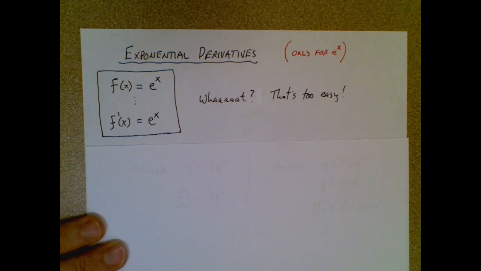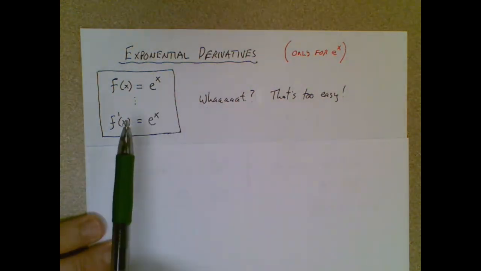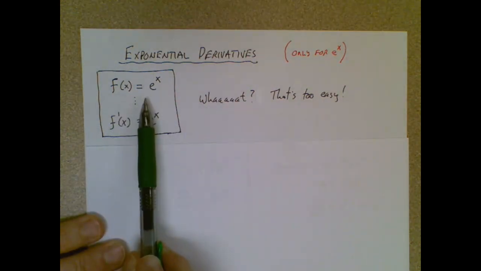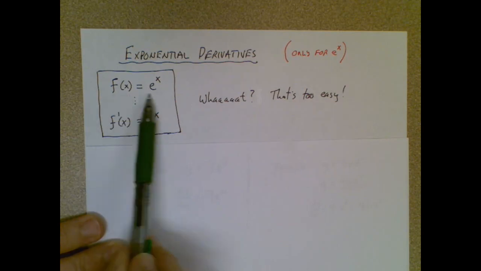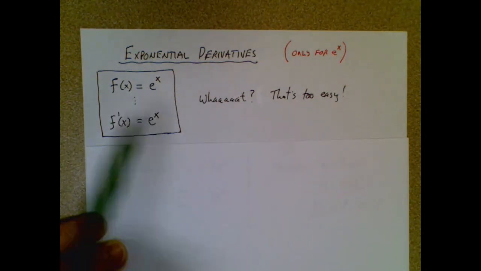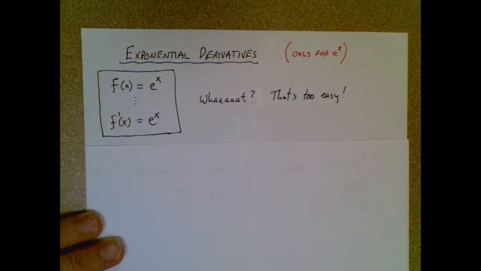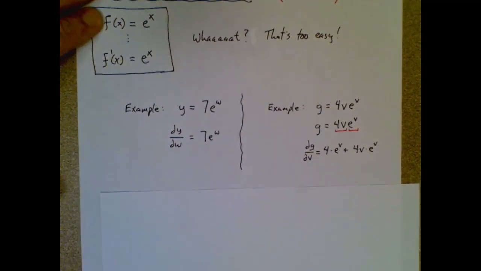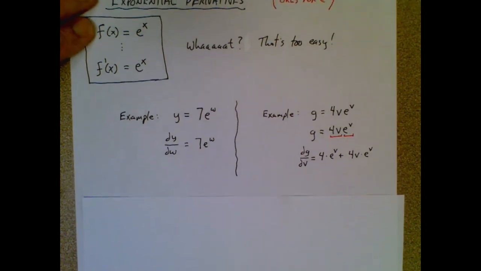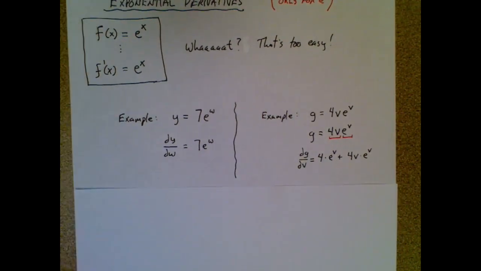Check out the exponential derivative rule for e to the x. If my function is e to the x, my derivative is e to the x. You're not seeing things? The derivative is literally the same as the function. That seems too easy. Well, it's not too easy. It's a fact. So let's show you how to apply this very, very easy rule to a couple of examples.